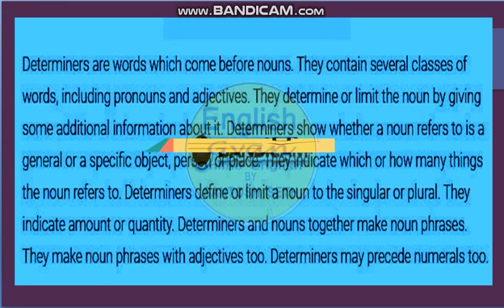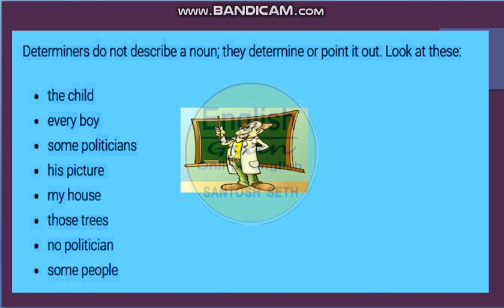Determiners and nouns together make noun phrases. Noun phrases with adjectives also are made. Determiners precede numerals too. Let me show you the difference between these two. Determiners do not describe a noun. So the definition of adjective is it qualifies a noun. It describes a noun. But determiners do not describe. They determine or point it out.